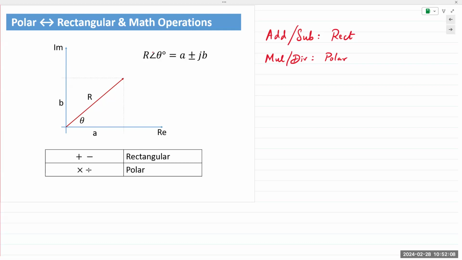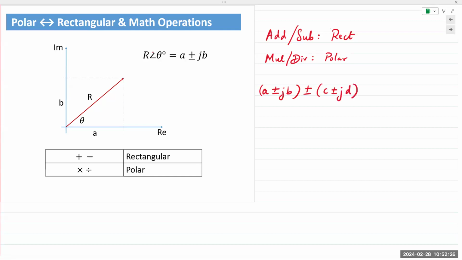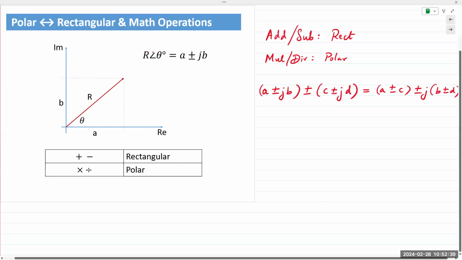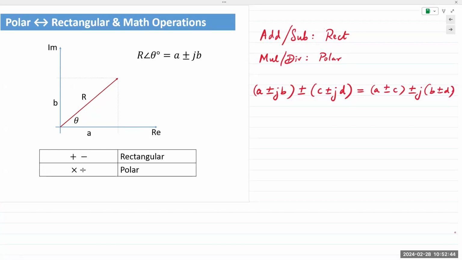Okay, so for addition and subtraction, we would want rectangular coordinates. The reason is you could simply take the real parts and add or subtract, and then take the imaginary parts and add or subtract. So if it was two numbers like this, you would simply add or subtract the real parts, so it would be a plus or minus c, and then the imaginary parts would go together, b plus or minus d, right?